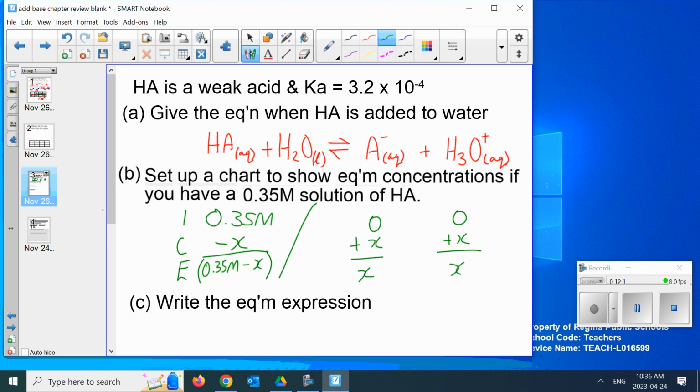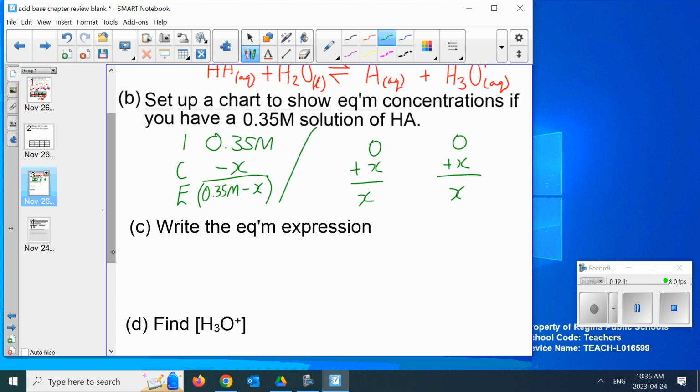That's what we do. Write the equilibrium expression, the K expression, Ka. That's products over reactants. You never include a pure liquid. Ka, products, A minus. I'm looking for the charges.